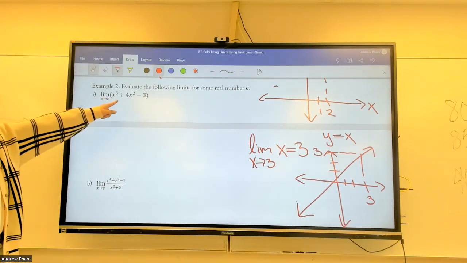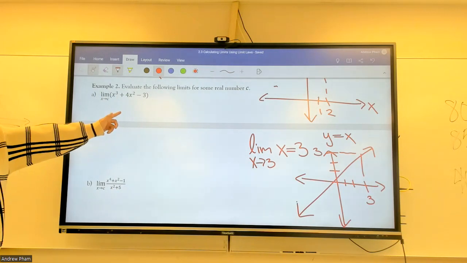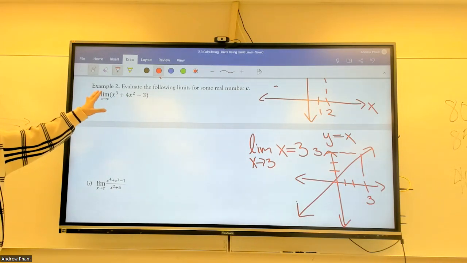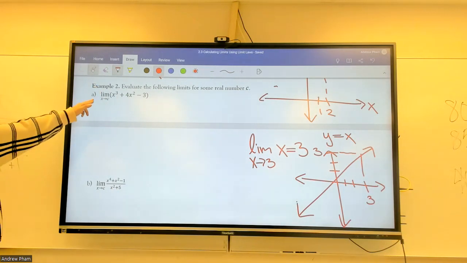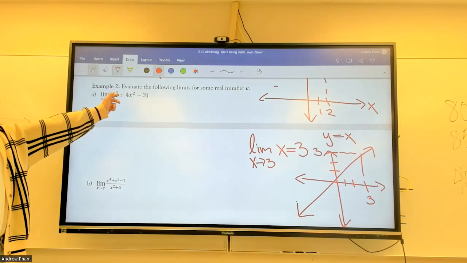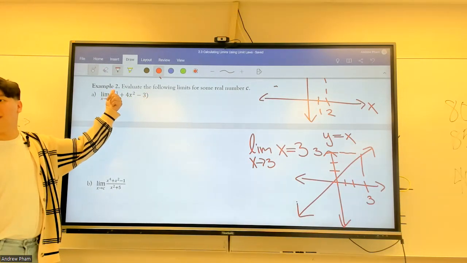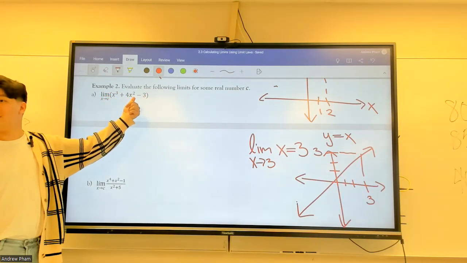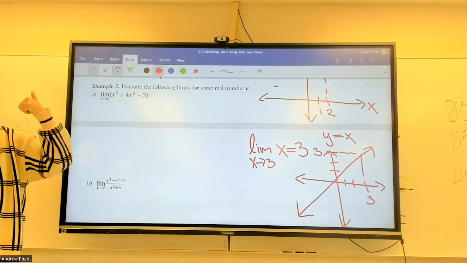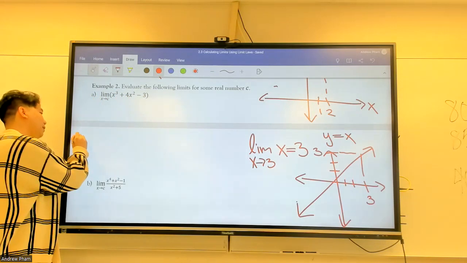So now looking at this, I'm allowed to apply my limit laws. We're going to do this in a slightly longer way, just so that we can explain part A. I see a sum, addition. I see a difference, subtraction. And I see a power. And I see coefficients.